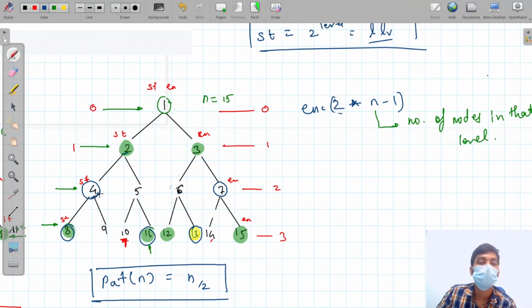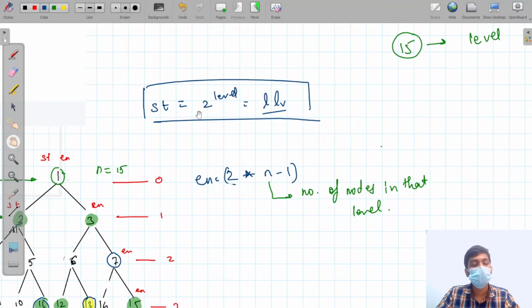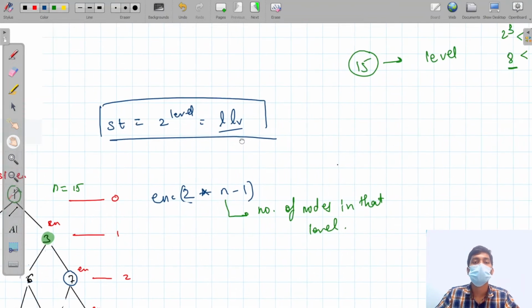In this level there are only going to be 4 nodes, 4 5 6 7, and this 4 is nothing but our last level value, that is nothing but our starting point. For this there are going to be 8 nodes, and the starting point is going to be 8. So from this we are able to say that the starting point is nothing but the last level value.